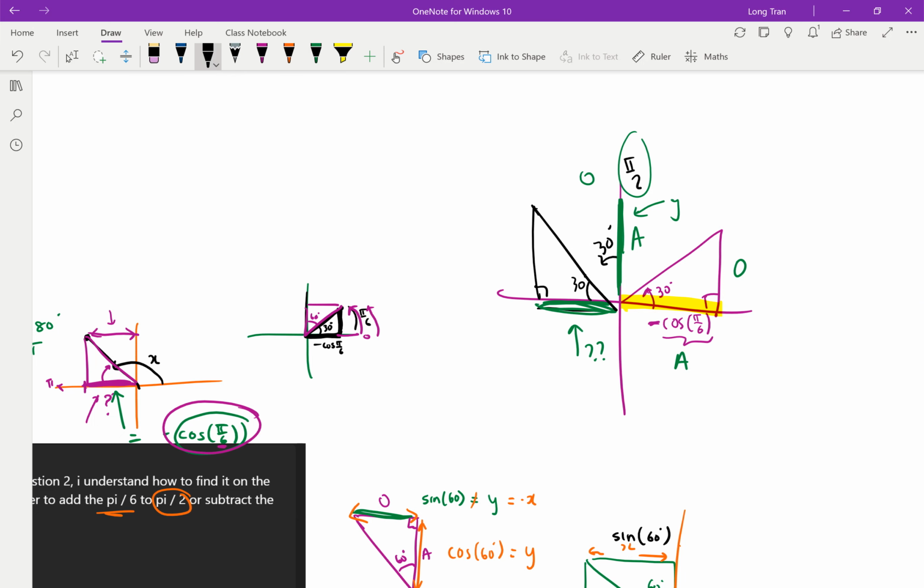That's why I'm working with this triangle instead, not the vertical triangle. I'm working with this triangle to match this triangle to match the adjacent sides. Okay, so these two adjacent sides are the same. The only difference is one is negative and the other one's positive. Okay, hopefully that makes a lot of sense.